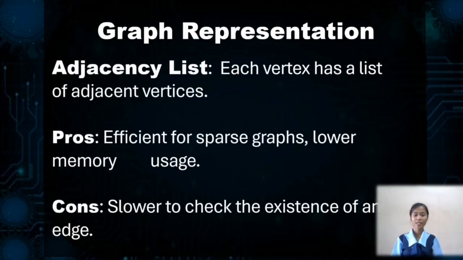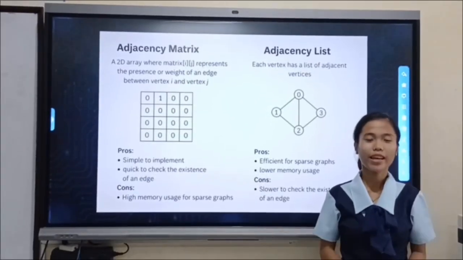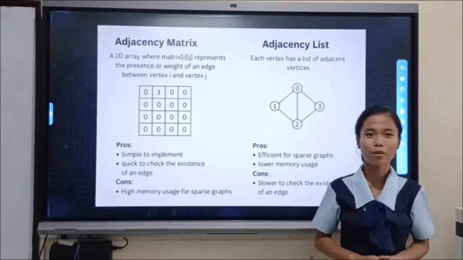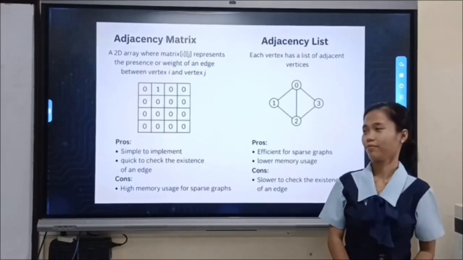Next is the adjacency list. Each vertex has a list of adjacent vertices. Pros: efficient for sparse graphs, lower memory usage. Cons: slower to check the existence of an edge. So this is the adjacency matrix and adjacency list. And now, for clarification, we'll have a short explanation about the adjacency matrix and adjacency list.